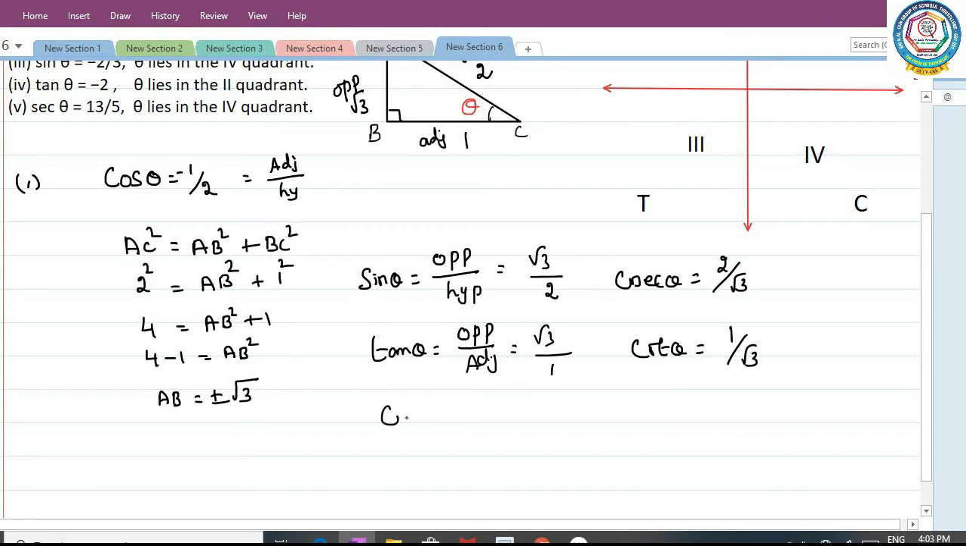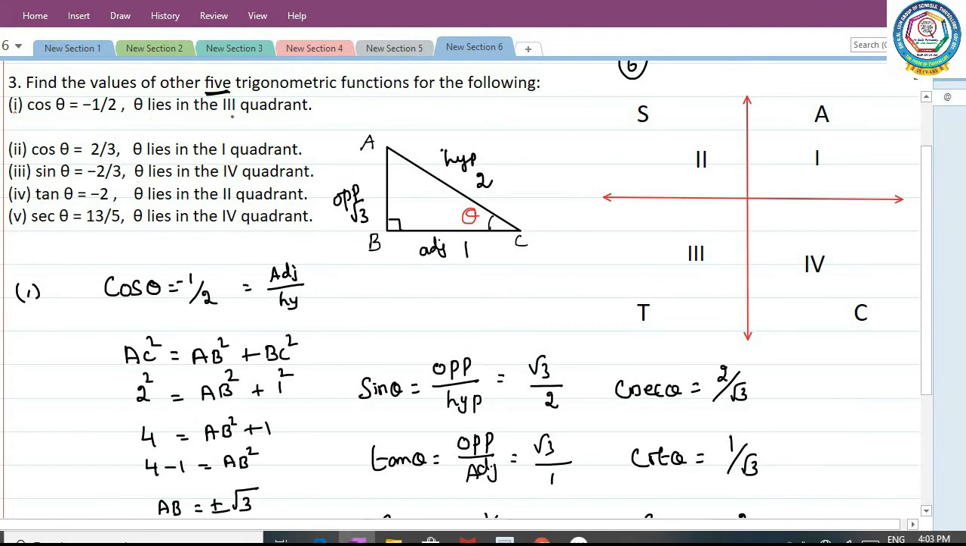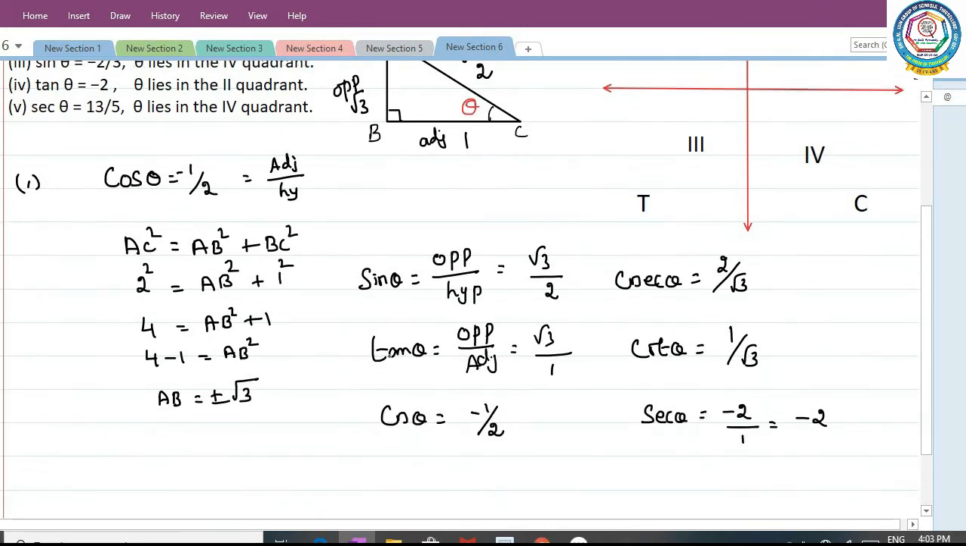Next one, cos theta. Cos theta is given as minus 1 by 2. So what is the reciprocal of cos theta? That is secant theta. Secant theta is equal to minus 2 by 1, which is equal to minus 2. But in which quadrant does theta lie? The third quadrant. Third quadrant means only tan and cot are positive, the remaining are negative. So tan and cot only are positive, the remaining sine, cosecant, secant, cos are negative. Where it is already positive, you have to put a negative symbol here. So these are the 5 trigonometry ratios of the given question.